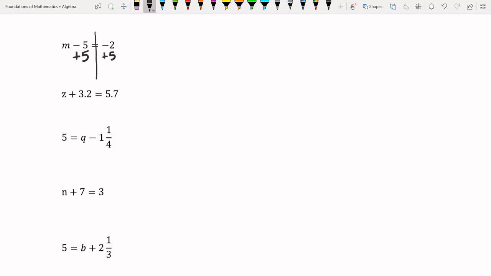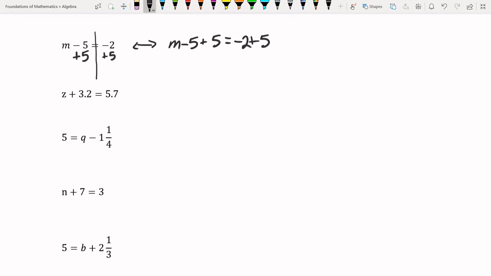So minus 5 plus 5, but really all we're doing here is saying m minus 5 plus 5 equals negative 2 plus 5. All I've done is add plus 5 to both sides. As long as I do it to both sides of the equation, I do not change the equation at all. I'm just adding in a single part that balances on both sides of the equation.